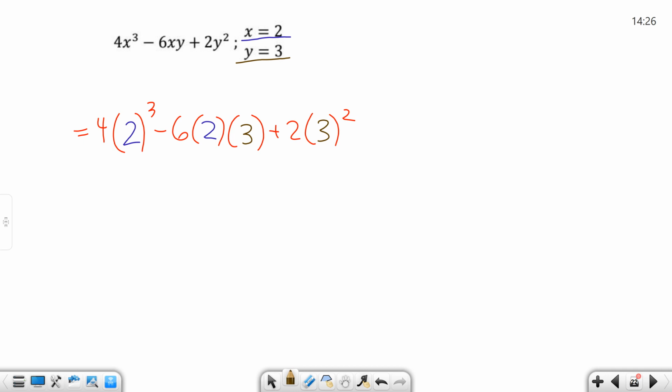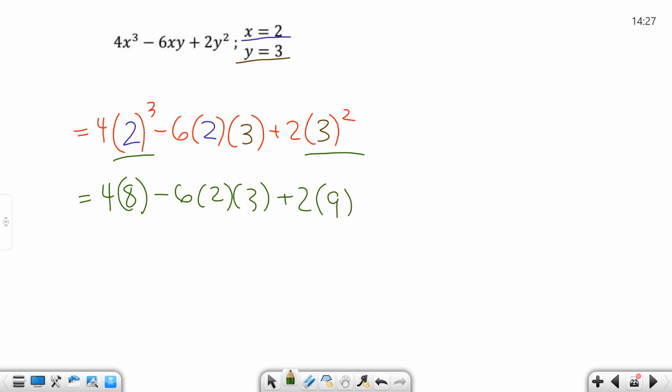So for order of operations right here, do I have any parentheses? The answer is no. I know I have some up here, but in terms of order of operations, it's what you can do inside the parentheses. So here you can't do anything inside them, right? But I do have exponents. I have 2 to the third and 3 to the second. So this is going to be 4 times 2 to the third, which is 8, minus 6 times 2 times 3, plus 2 times 3 squared, which is 9.